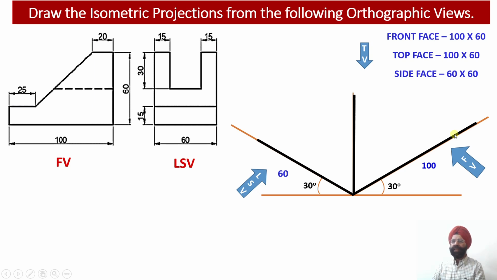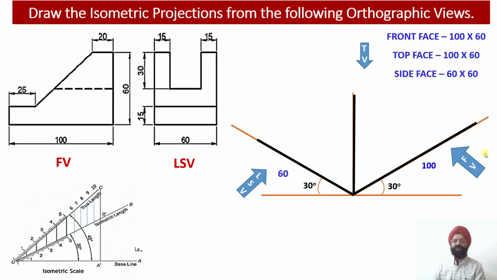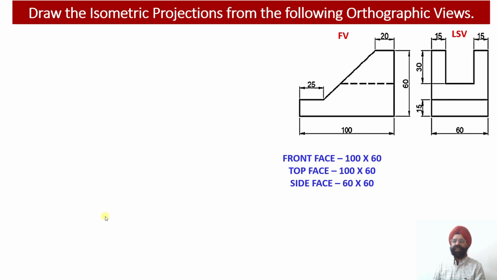Now we have to start with the construction of the isometric projections of this solid. In order to draw the isometric projections of the solid, we need to convert all the dimensions which are available to us through these two orthographic views from true length to isometric length. That is, all the true dimensions will be converted into isometric dimensions, and only then are we going to start with the construction of the isometric projections of the solid.